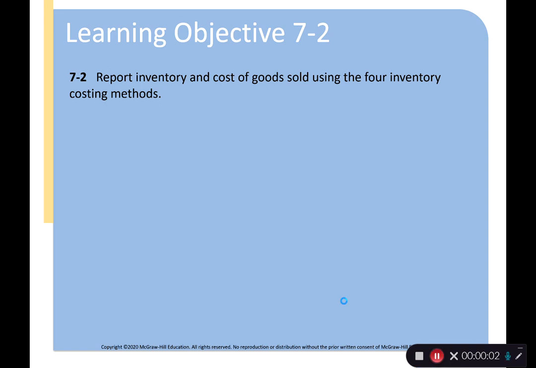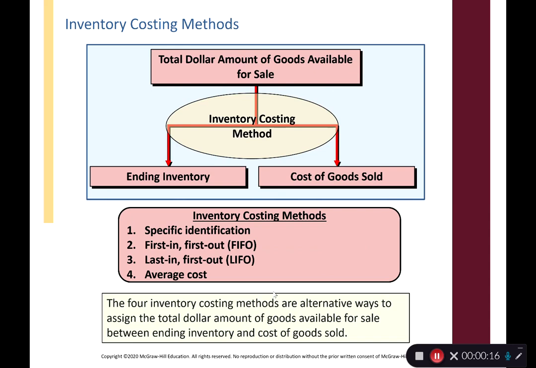This next segment of our video is really the meat of the chapter. It's determining how to record cost of goods sold and ending inventory under 4 different inventory costing methods that are allowable under GAAP. So remember, we have the dollar amount of goods available for sale. This is made up of beginning inventory plus our purchases. And then, depending on the costing method, it'll determine the amount that we allocate to either ending inventory for the amount that's left over or cost of goods sold for the amount that's sold.